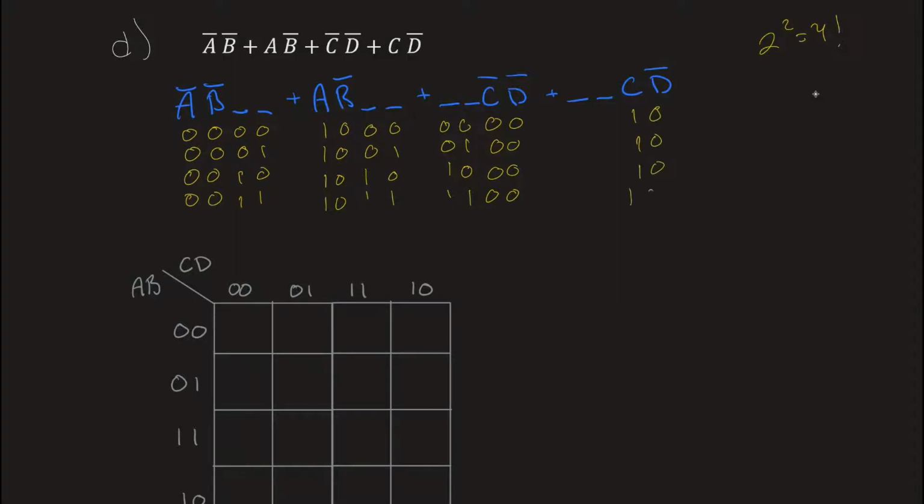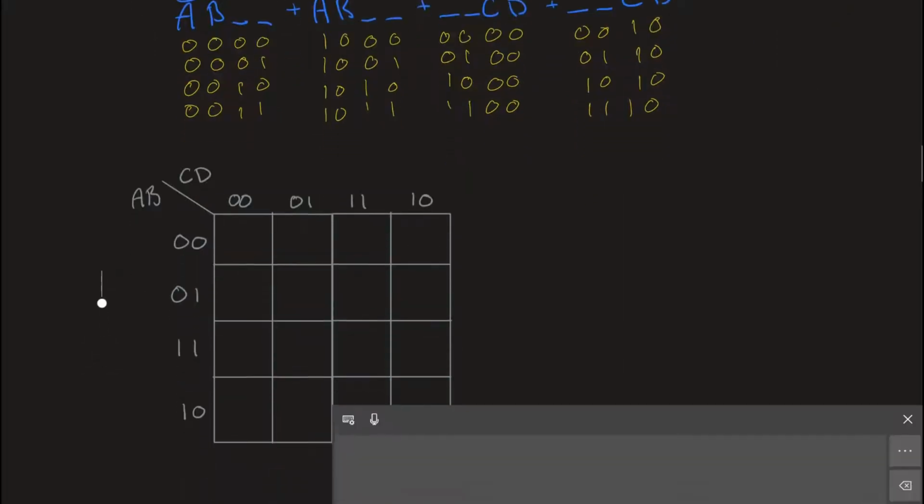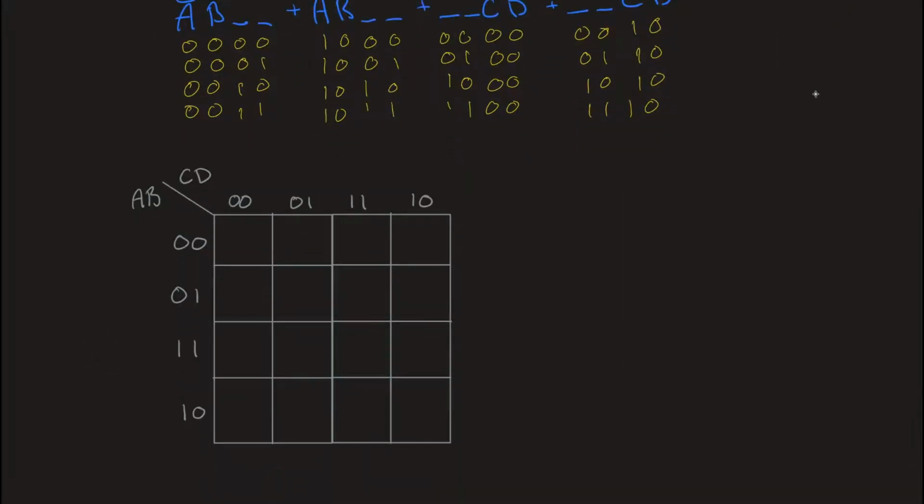All 4 have to end in 1, 0, and we can have any sort of combination otherwise. Okay, now we just need to fill it out. So we have one at 0, 0, 0, 0, done. One at 0, 0, 0, 1. One at 0, 0, 1, 0. And one at 0, 0, 1, 1.